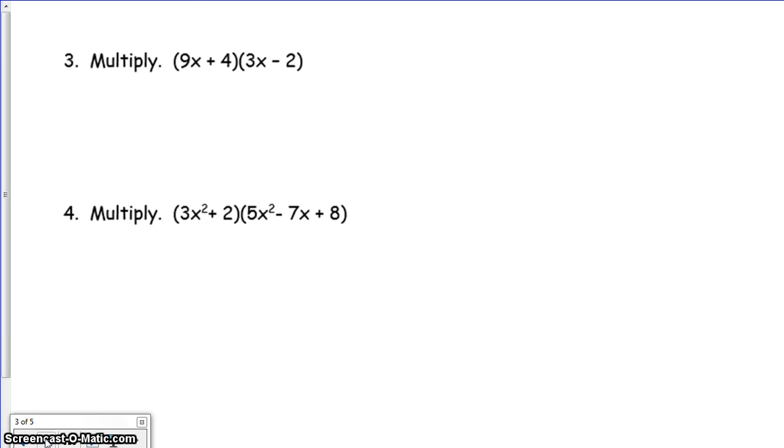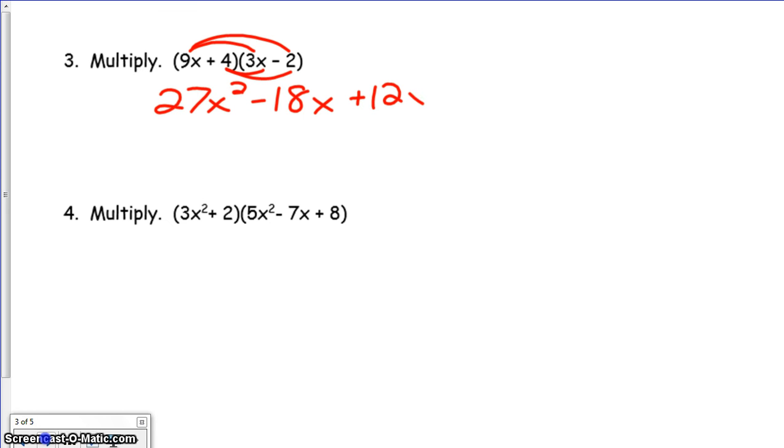Multiplying is our next topic. We're reviewing by foiling. So again, we're going to multiply first and our outer to get 27x squared minus 18x, and then our inner and our last, plus 12x minus 8. Combine our like terms to get 27x squared minus 6x minus 8.